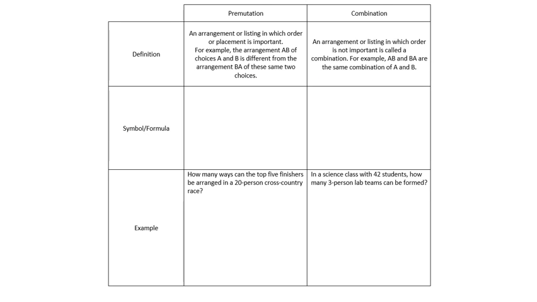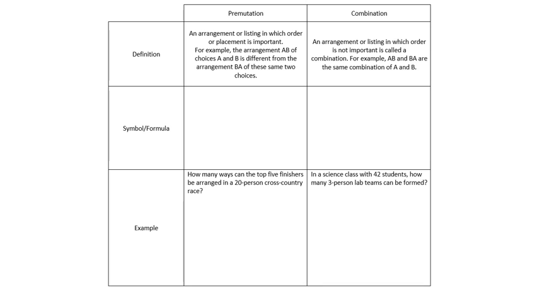When I'm making different arrangements, they can be permutations and they can be combinations. First we're going to talk about what a permutation is. It's an arrangement or listing in which order or placement is important. So for example, AB is different from the choice of BA. So AB and BA are two different choices. A combination is when the order isn't important. So for example, AB and BA are considered the same combination of A and B.